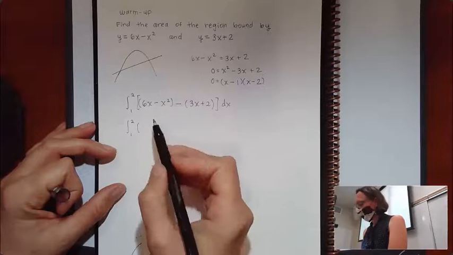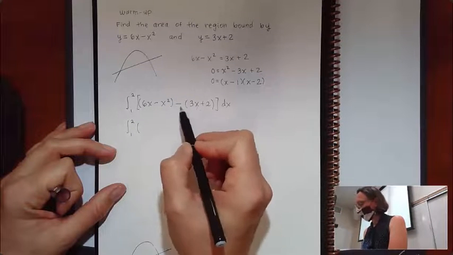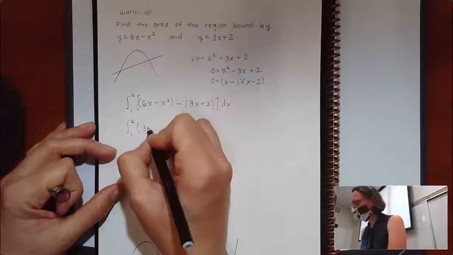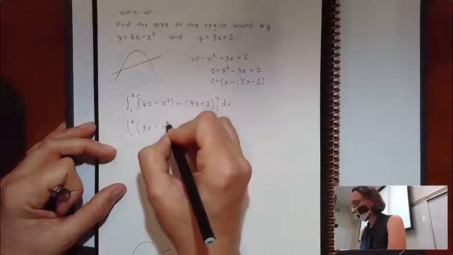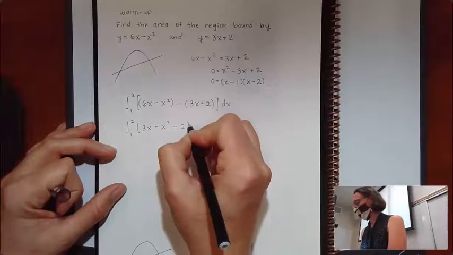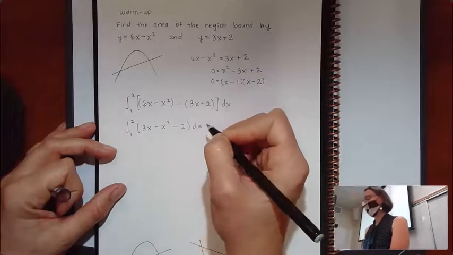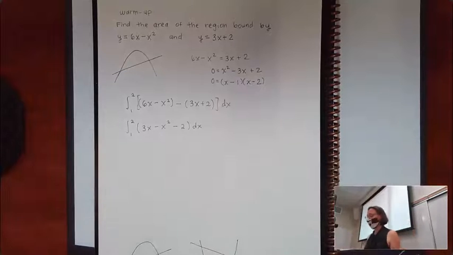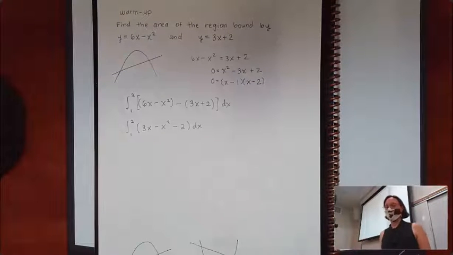So if I do this subtraction, the 6x minus 3x would leave me with a 3x. And then I've got that minus x squared and a minus 2. If you didn't do it this way, don't worry about it. If you broke it apart into pieces, it's totally fine. We should get the same final answer in the end.